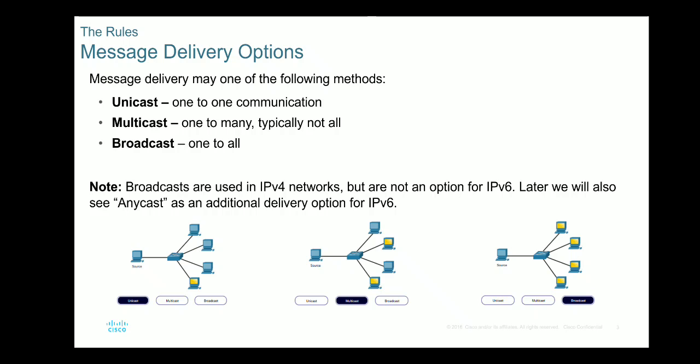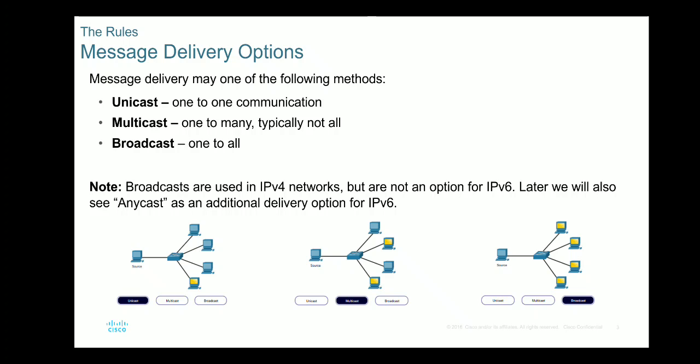Second method, multicast. In the multicast method, the sender will send the message to particular systems in a group, not to all. So the communication is one to many but not to all. Broadcast. In the broadcast message delivery option, the message will be delivered from one sender to all the receivers in all the systems in the network. So one sender and all will be the receivers.